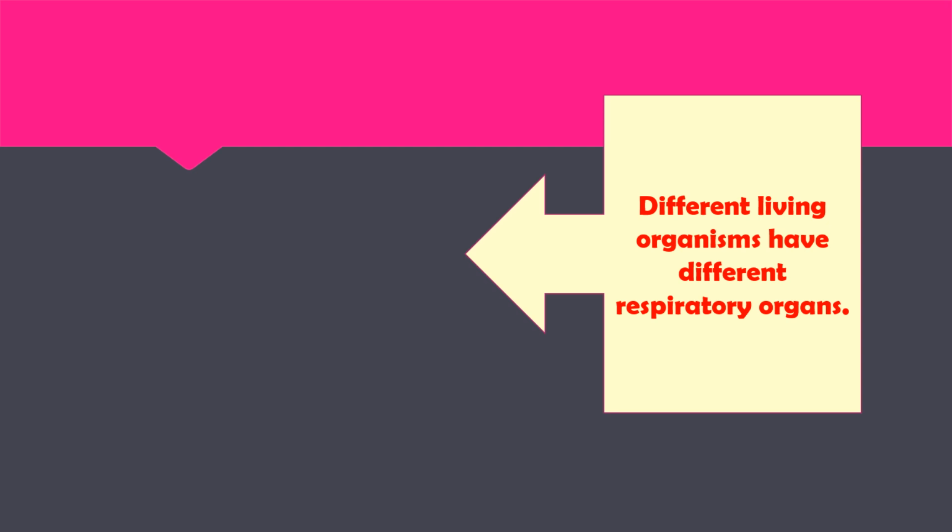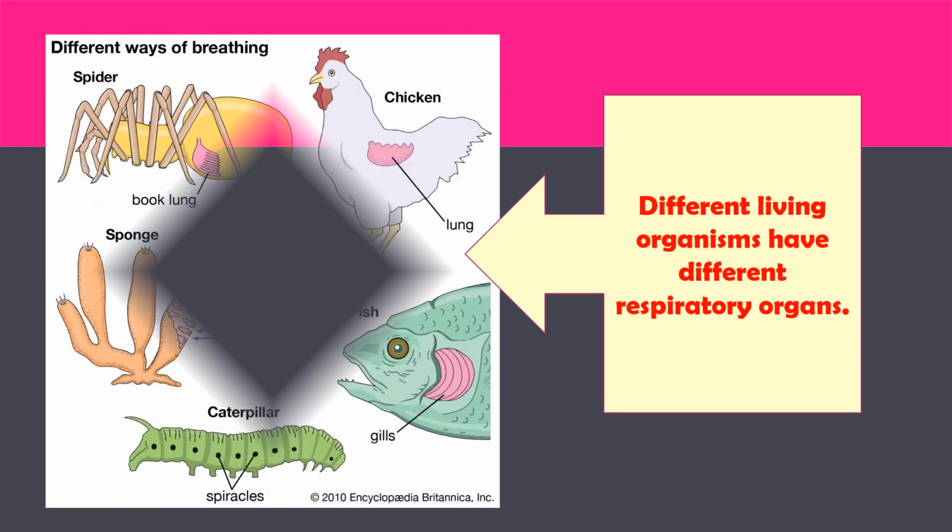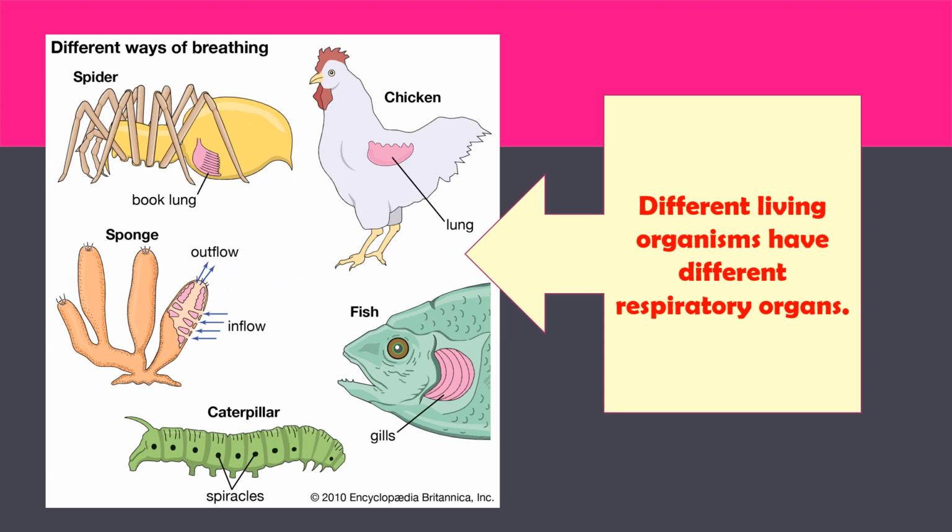Different living organisms have different respiratory organs. Like fishes have gills, caterpillars have spiracles, chickens have lungs, spiders have book lungs.